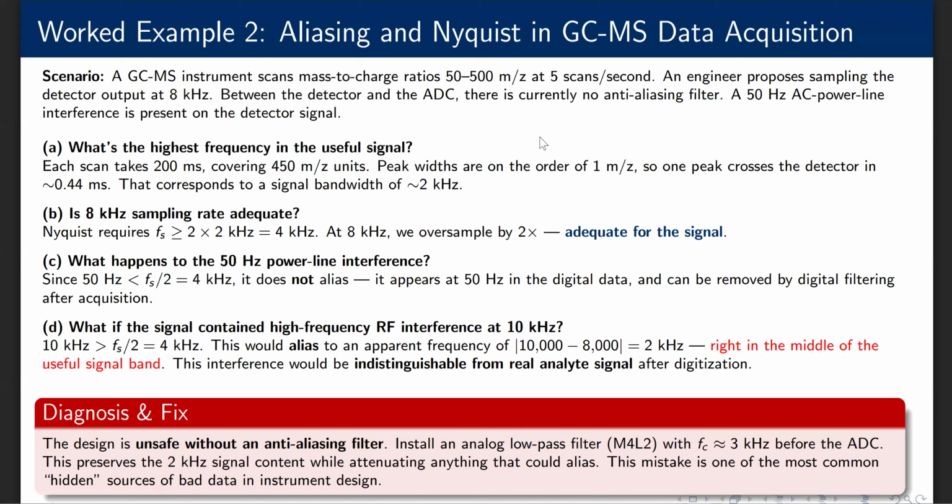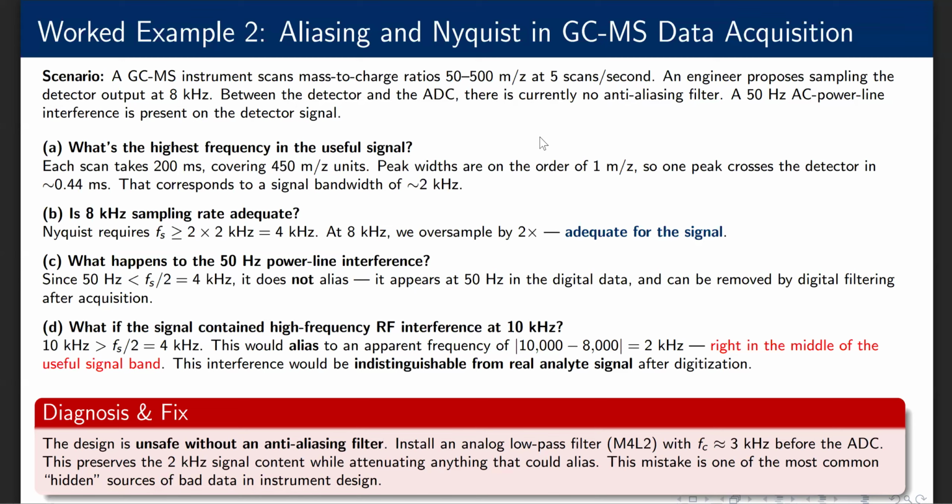Part C, what happens to the 50 hertz power line interference? 50 hertz is far below Fs over 2, which is 4 kilohertz. So 50 hertz does not alias. It appears in the digital data at 50 hertz and can be removed by digital filtering after acquisition, which is good.